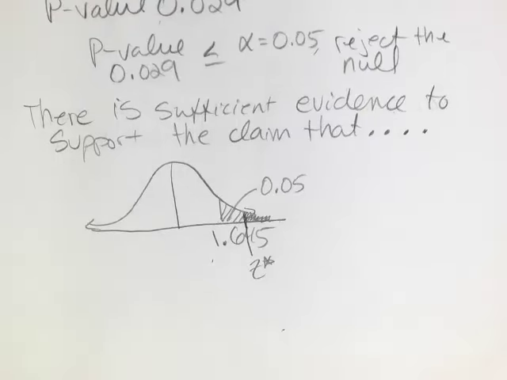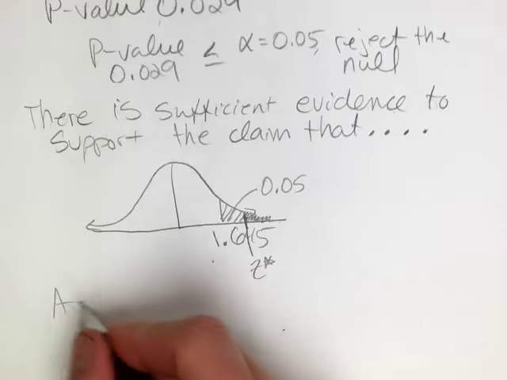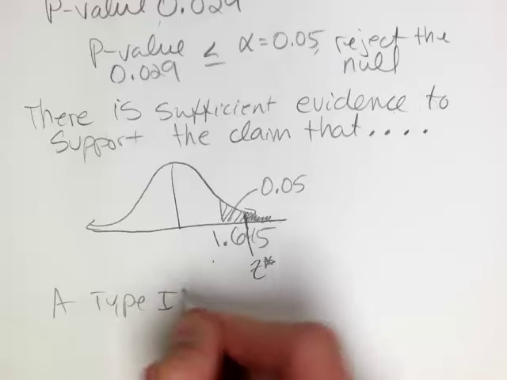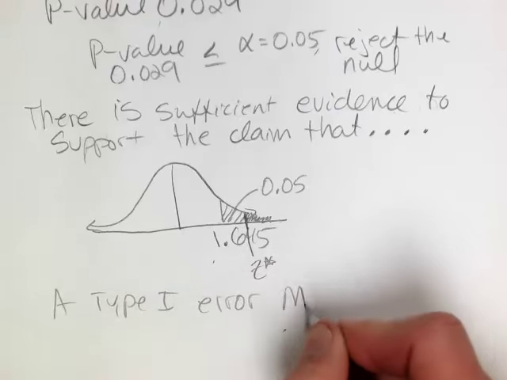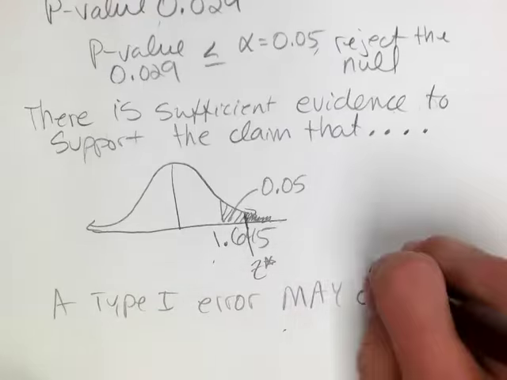Okay, so lastly, because we rejected the null hypothesis, it is possible a type 1 error may have occurred.